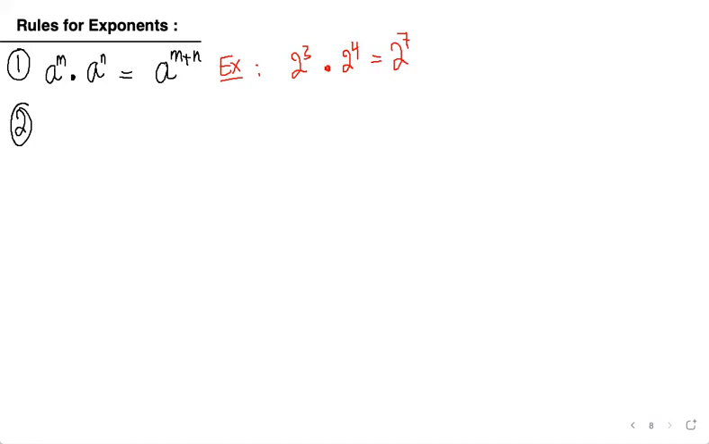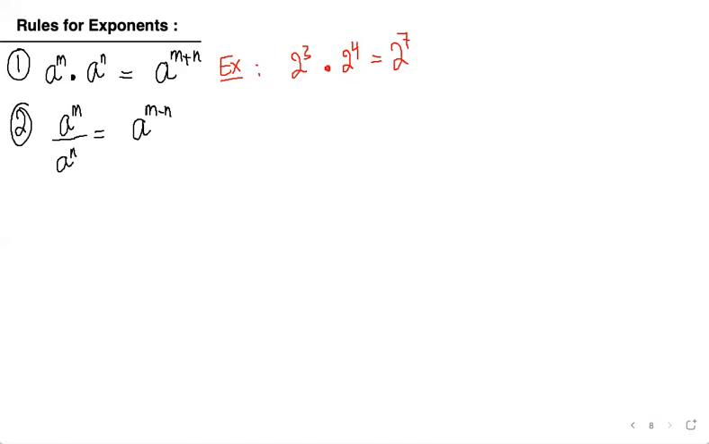Number two, if I have a to the m divided by a to the n, this is like before, but we have to change. Instead of adding, we subtract the exponents. So we have the same base, and this is equal to a to the m minus n.